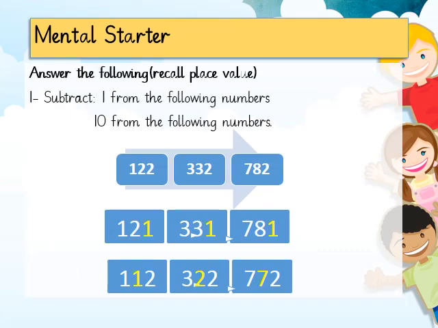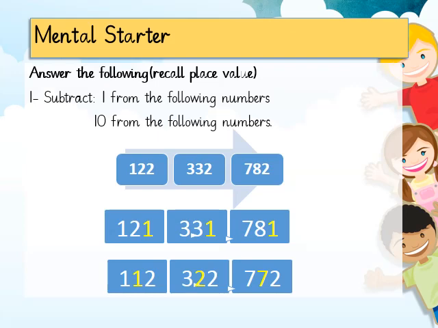Carrying on the lesson with mental starter, answer the following by recalling the place value. You know very well about the place value starting from units, then tens and moving towards the hundreds because these are 3-digit numbers. If you look at the first row of numbers, this is 122, 332 and 782. Children, during the previous activity, you added 1 and 10 to the given numbers. But this time we are going to subtract 1 or 10 from the given numbers. Starting from subtraction of 1 from the given numbers.